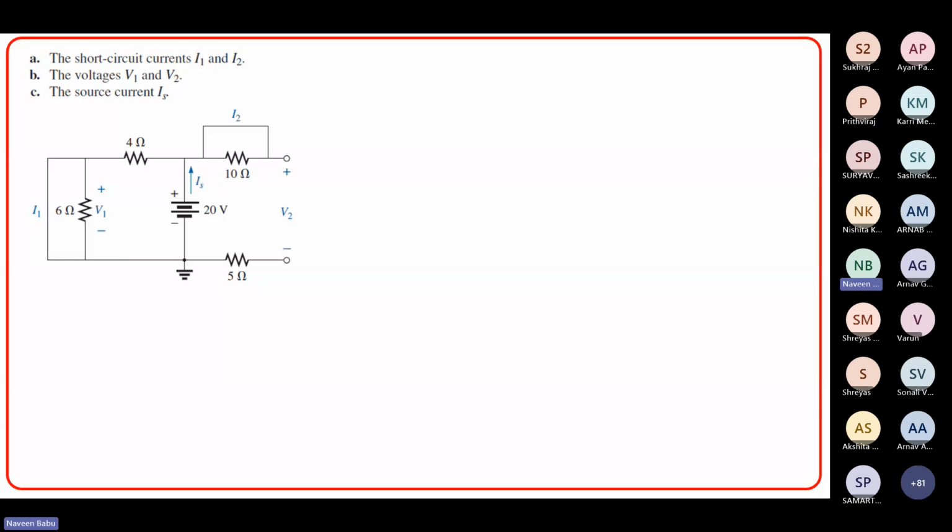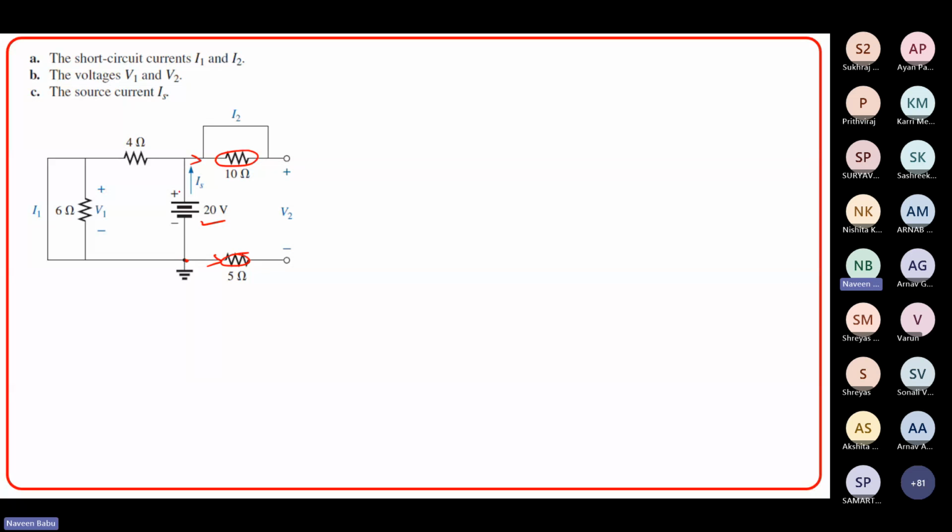What is V2? V2 is the same as this potential, right? Why? Because no current is flowing through this, no current is flowing through this, so there will be no drop across this, there will be no drop across this, so V2 will be equal to 20 volts, right?